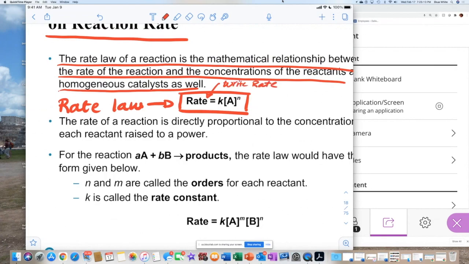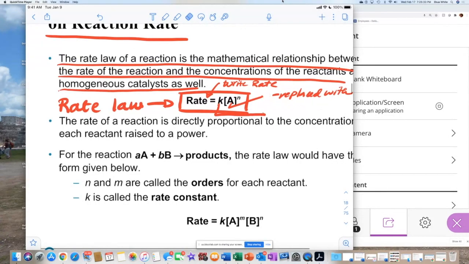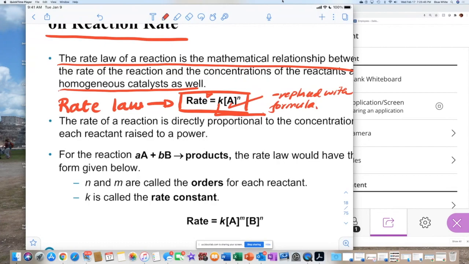Leave it as rate. And then when you're asked to provide the rate law, leave K as K. There's only two parts here that get replaced. A is replaced with the chemical formula, right? And then n is replaced with a number. So rate and K are left as is. n is replaced with a number.